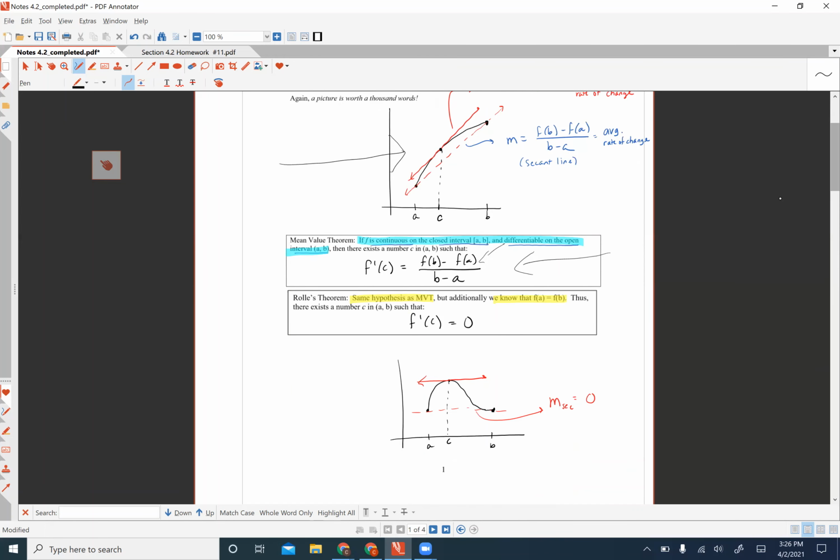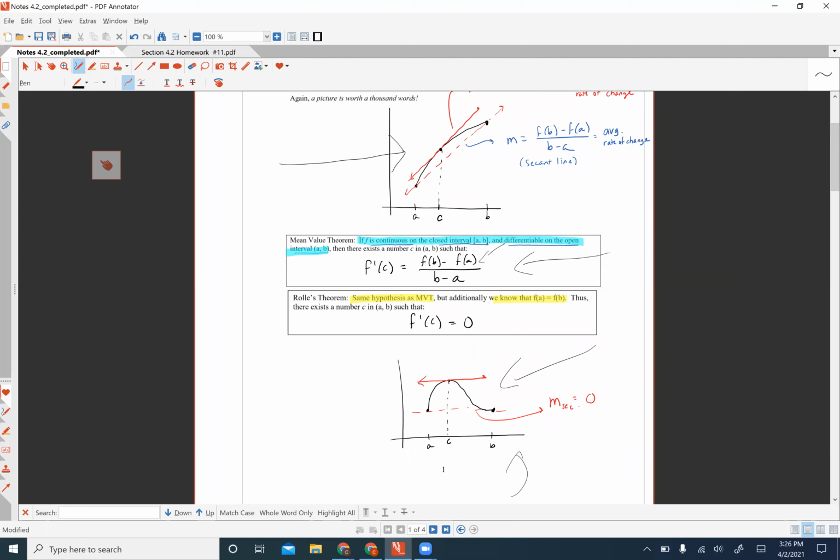And that's what we see right here. In this drawing, f of A equals f of B, so we see that the secant line connecting A and B is just a horizontal line. And the theorem would tell you that there's some point C in between A and B such that the tangent line is just a horizontal line.